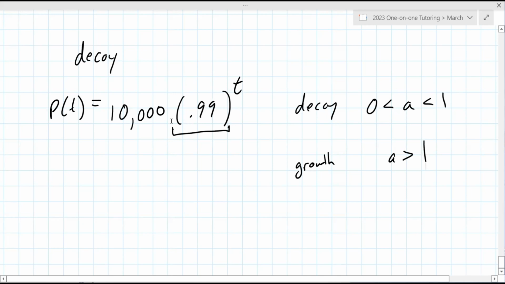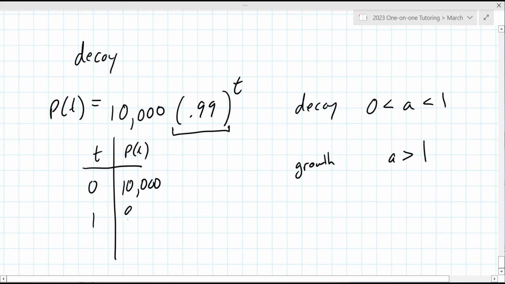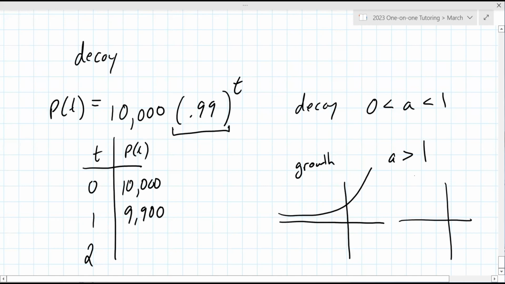All right. So again, we could make a quick table here, T and P of T. When T is 0, it's 10,000. And when it's 1, it's 99% of this. So 1% of this, 10% is 1,000, so 1% is 100, so it's 9,900. And we could do the same thing for T. So these growth functions and decay functions have two distinct shapes. It's either growing or it's decaying, like that.